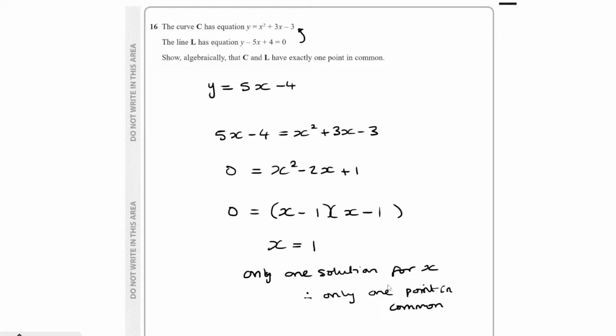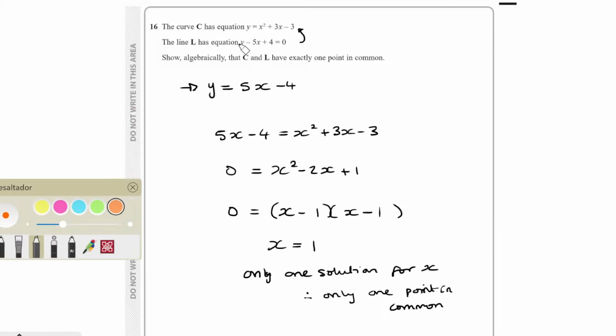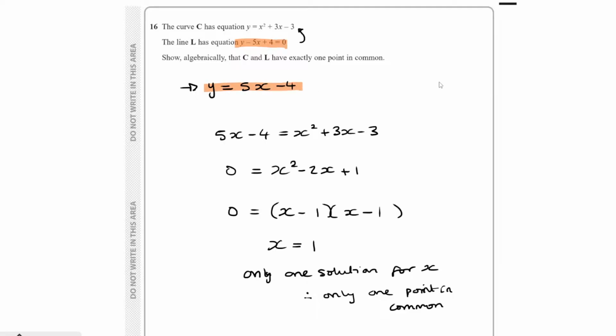How do we know we make them equal? Because do you see how this one is the exact same as this? Let me highlight it. This is the same as this, isn't it? I just moved it around, didn't I? I just rearranged it.